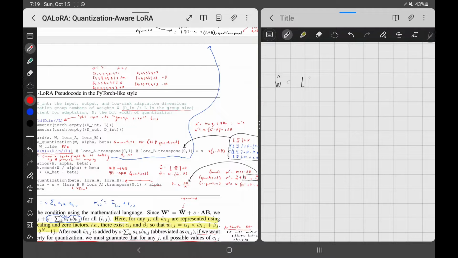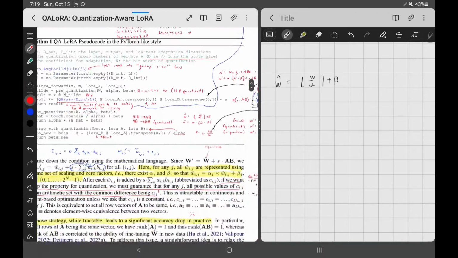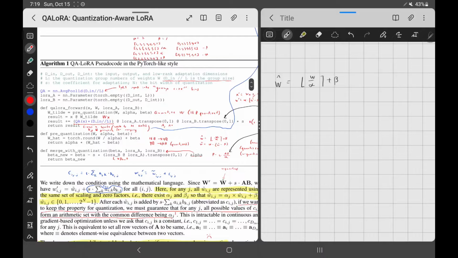So they kind of change it a little bit. You can do this change, W alpha plus beta. So instead of up here, you did W minus beta over alpha. You can change this to W minus beta over alpha, and then you do your rounding. You can round W over alpha and then just add beta, so it's fine. Now, these are your quantized weights. And then to unquantize them, W tilde, you basically subtract beta. So it's W hat minus beta, and you multiply by alpha. So that's alpha times W hat minus beta.